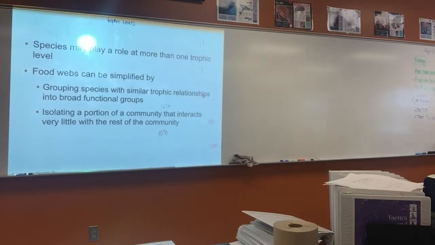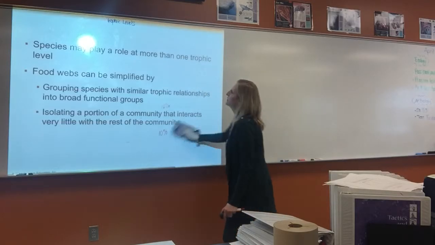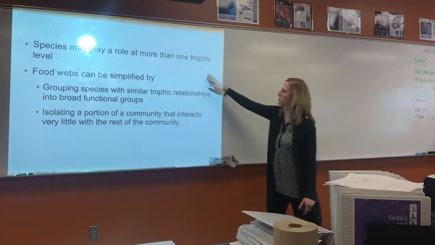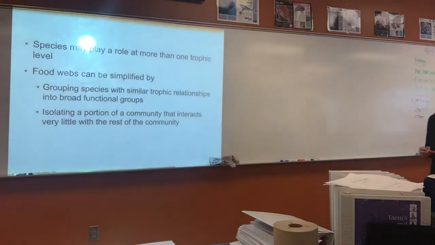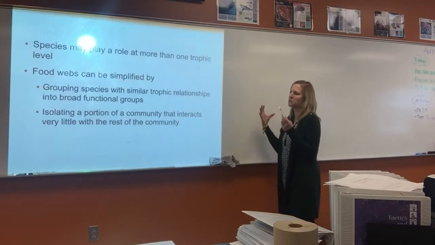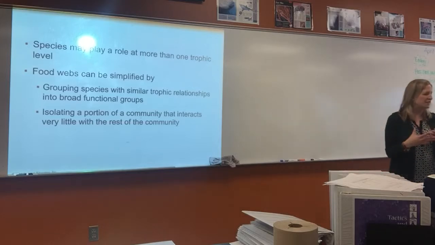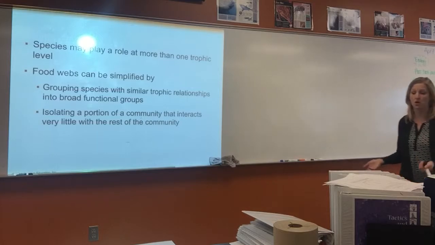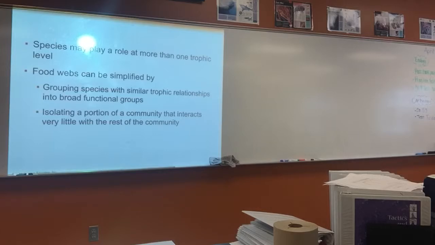Okay, so let's go through this. So species, as we looked at with the food web, can play a role at different trophic levels. That's the one we just looked at, how the squid can play different roles. And food webs can be simplified by grouping species with similar trophic relationships into broad functional groups. Sometimes we look at just a portion of the community. Oftentimes with a food web, they may not take the whole ocean community and make a whole food web for it, because it can be very confusing with all the different lines, so they'll take just portions of it.